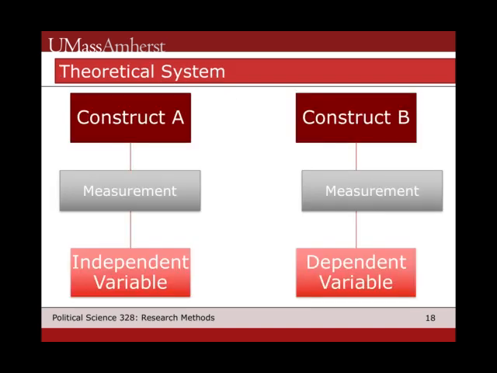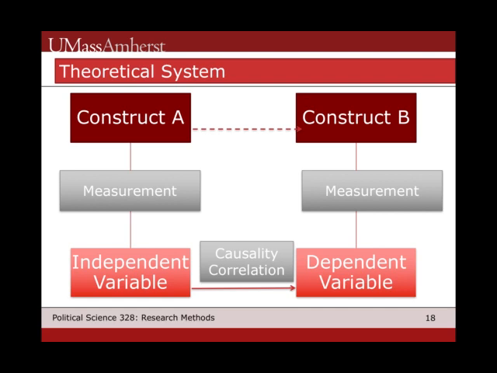The theoretical system, then, we can think of as consisting of these constructs. Let's just call them for now A and B. And we already know that in addition, we're going to have this measurement step from our previous lecture that's going to connect this construct down to an independent or dependent variable. We're using the variable language, and we tend to think about independent and dependent variables when we think about causality.